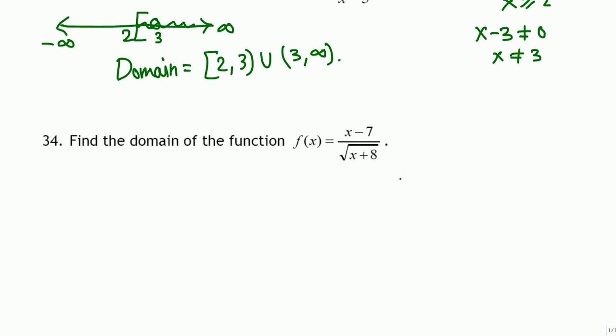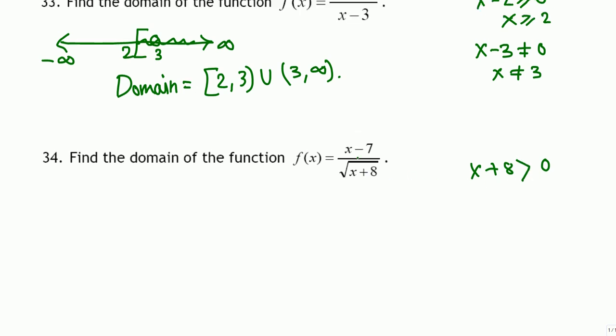Number 34, x - 7 on the top, no problem, we can have 7 - 7 = 0, that's all right, there is no trouble. On the bottom, for this square root to be defined, we should have x + 8 greater than or equal to 0. If this is greater than or equal to 0, then the square root is good. But due to the location, we cannot have 0. The square root of 0 equals 0, that's defined, but something over 0 is undefined, so we cannot have the equal sign in this case. We should have x + 8 strictly greater than 0.